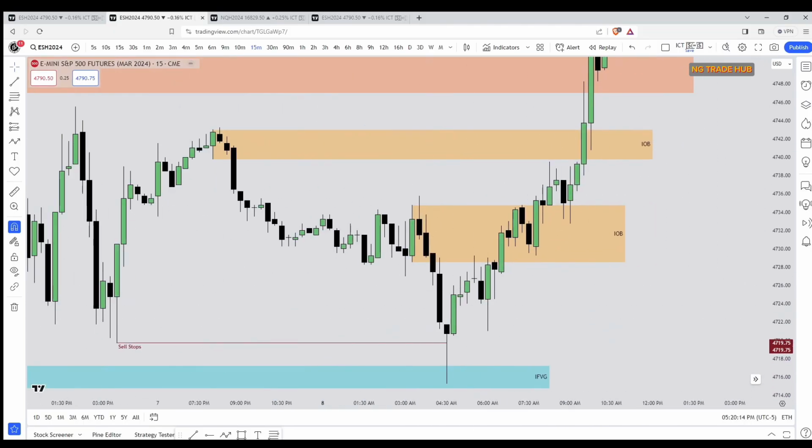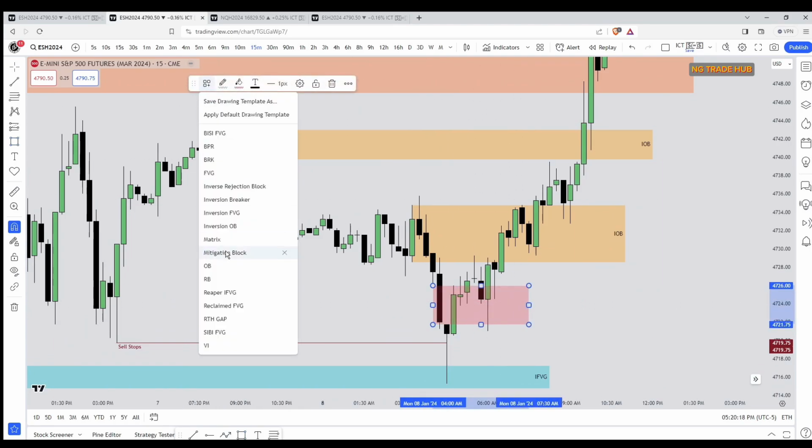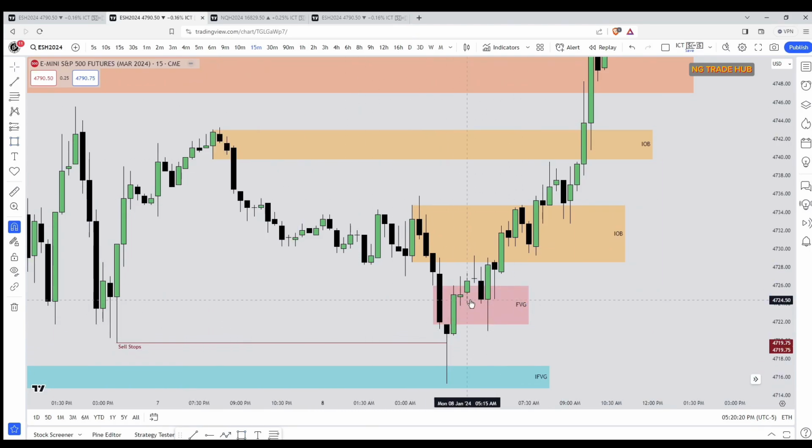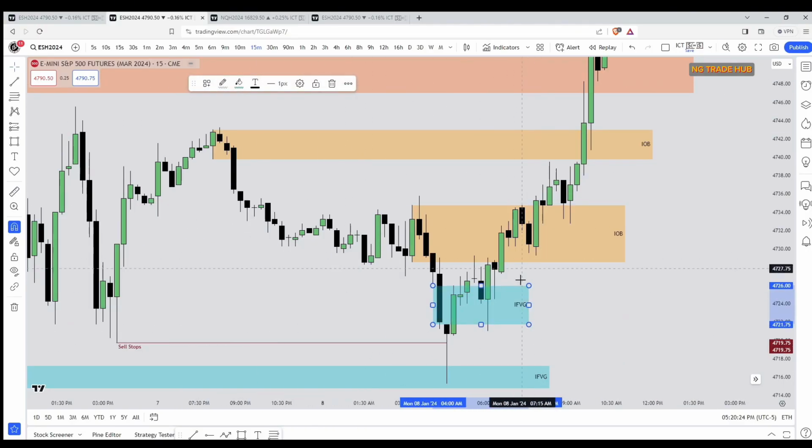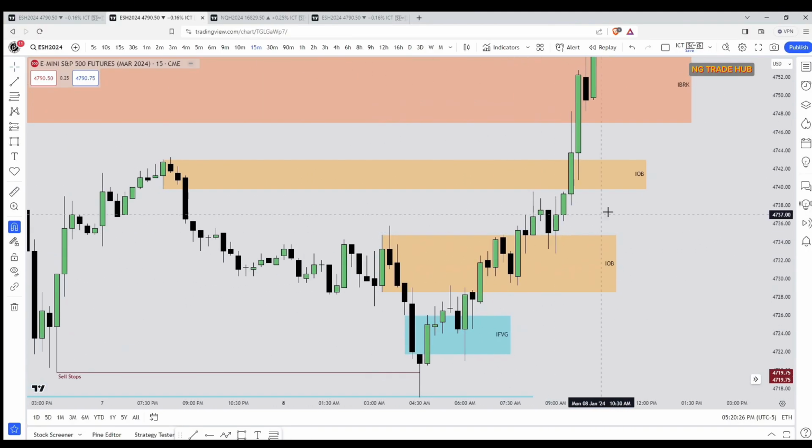We have another inversion fair value gap. So I want to see, if I'm bullish, I want to see price cut through bearish PD arrays. Once it can cut through bearish PD arrays and then continue to expand with down close candles being respected, that is the best sign to me that order flow is bullish.